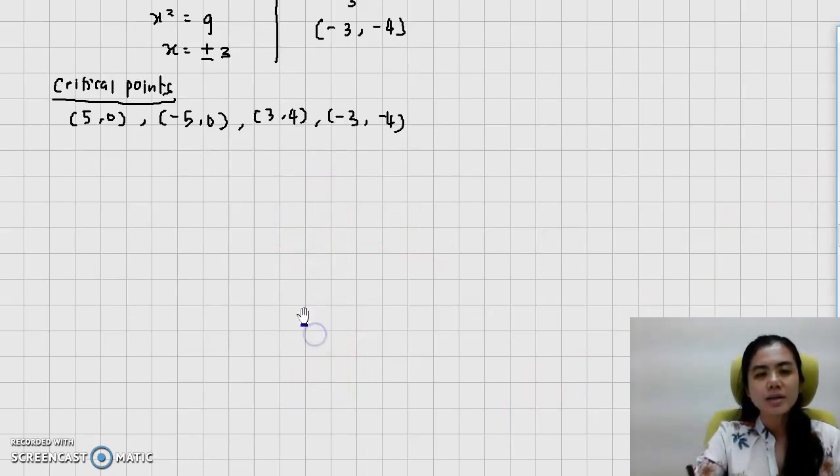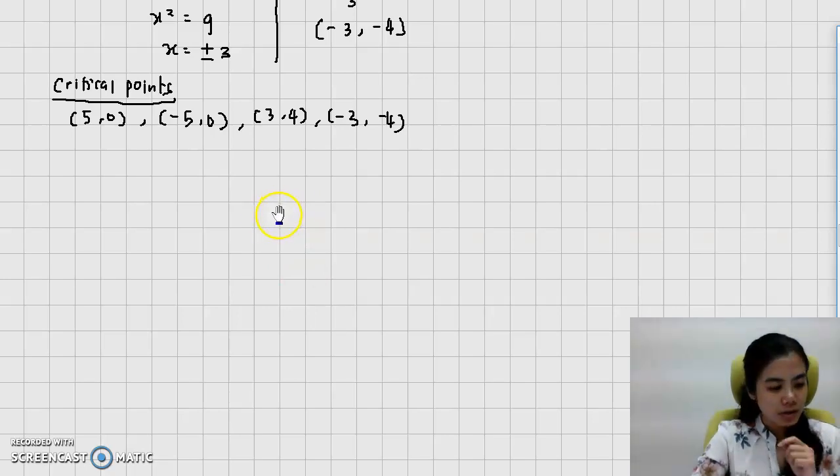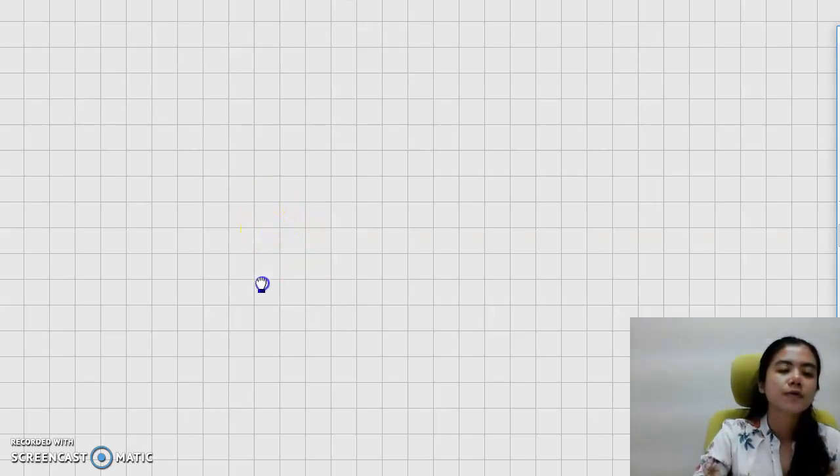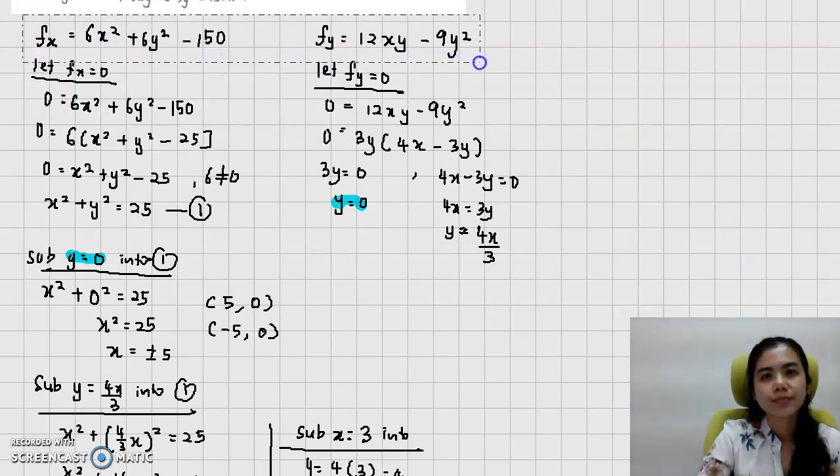So what is the next step after you have found the critical points? If you still remember, the next step is that we need to find the second order partial derivatives. The second order partial derivatives require the information from the first order. Let's go back to the first order first. Let's look at the first order. So this is the first order.